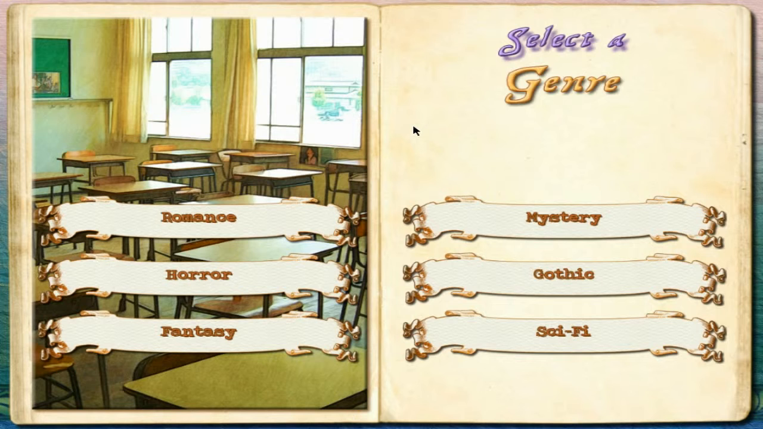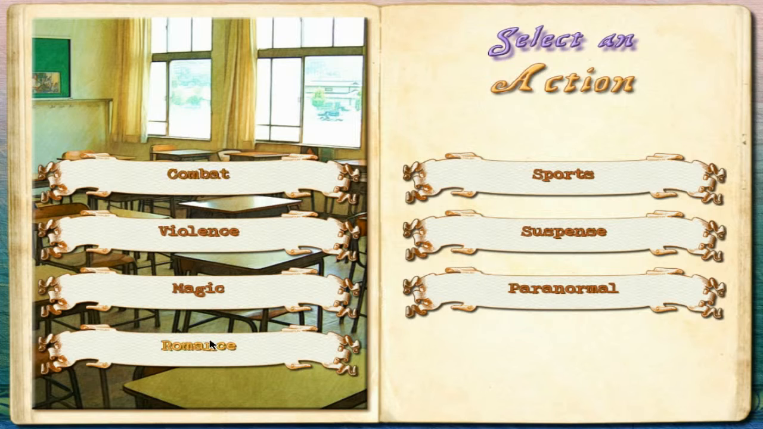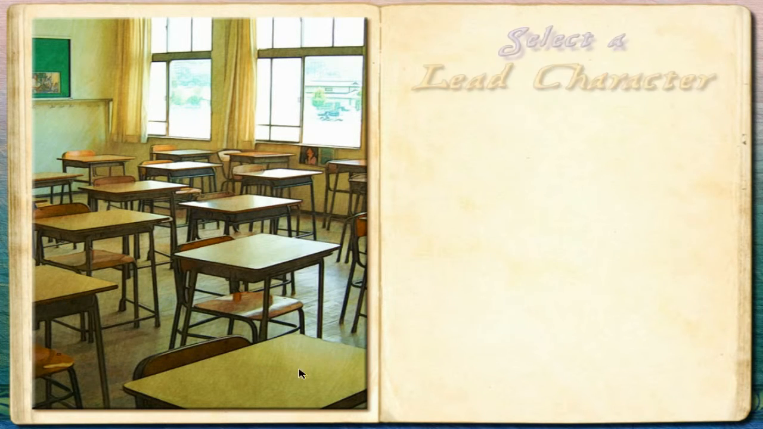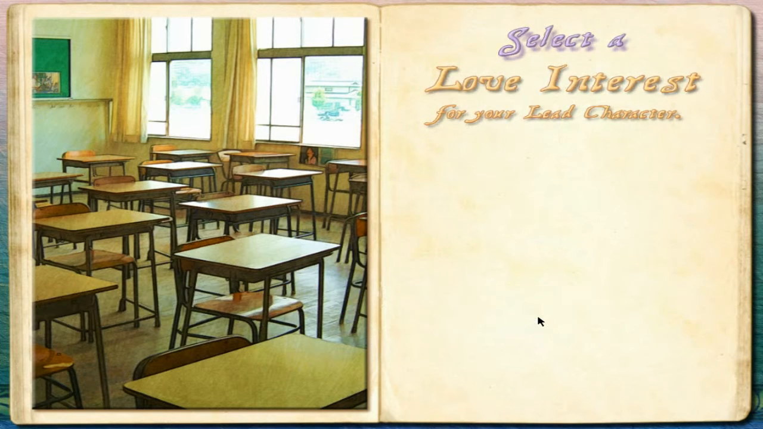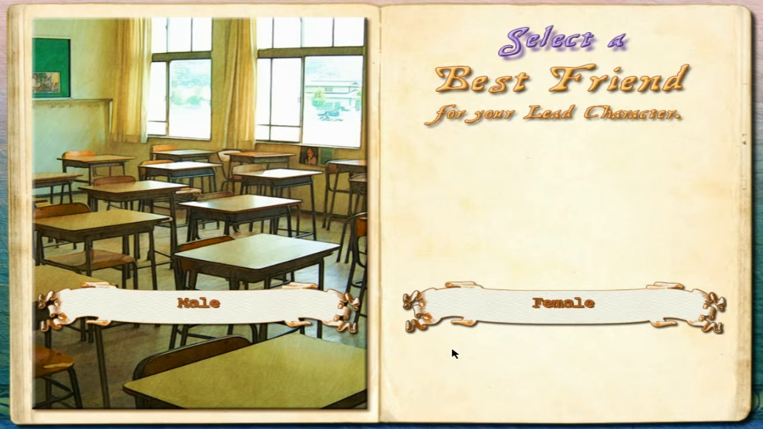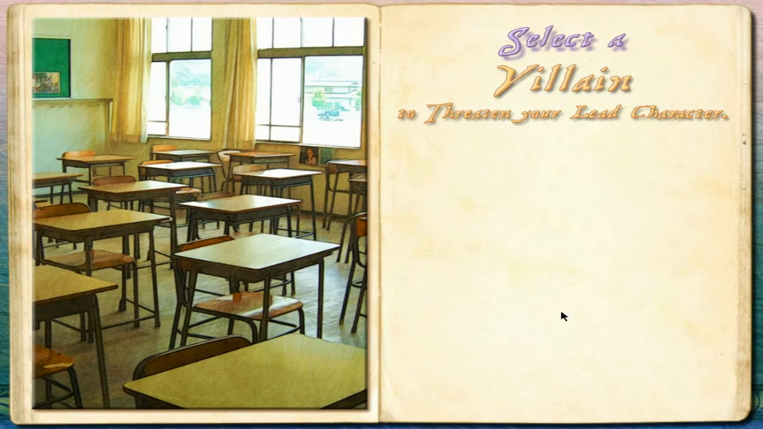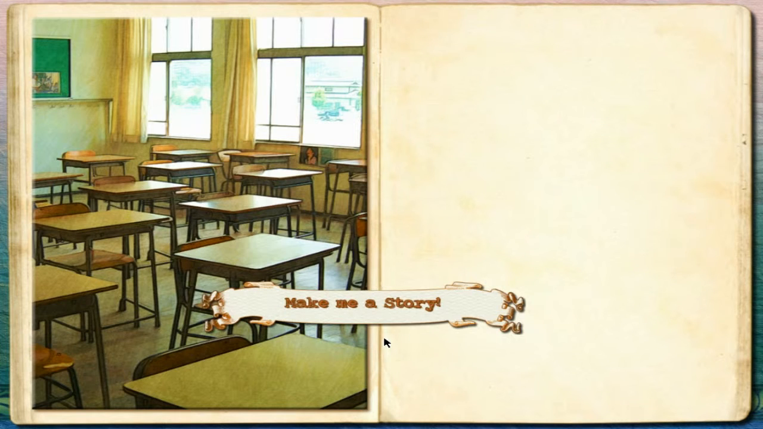Select genre. Romance. Select action. Romance. Select the style. Comedy. Lead character. Male. Love interest. Female. Best friend. Female. Villain. Female. I gotta see this. This be fun. I also have to say I like the music. Let's take a second to just listen to this music. Okay, second number. Make me a story.